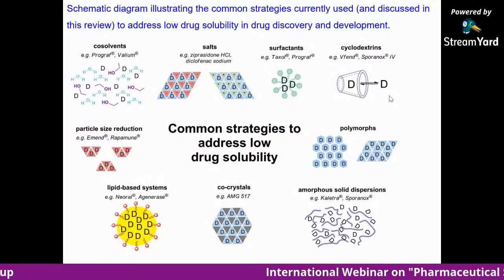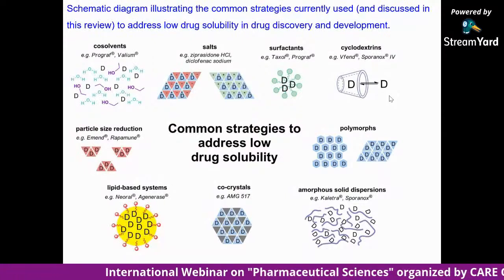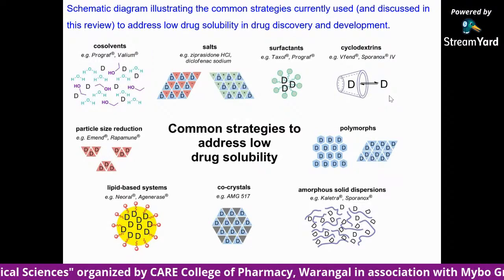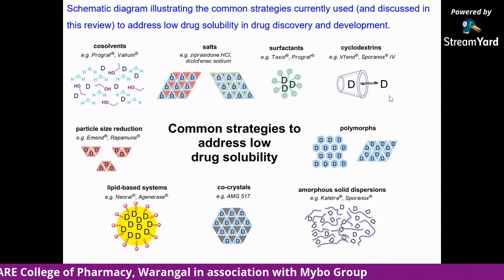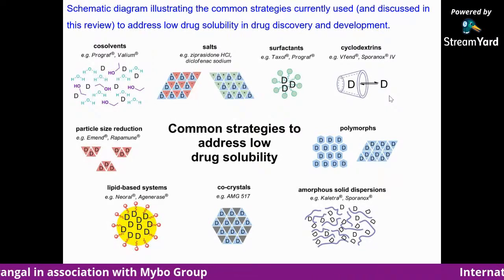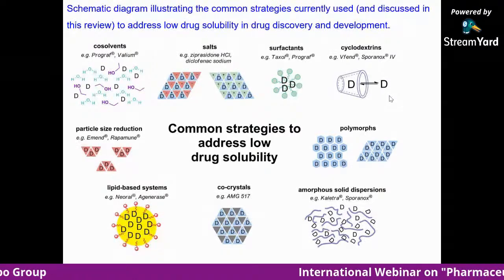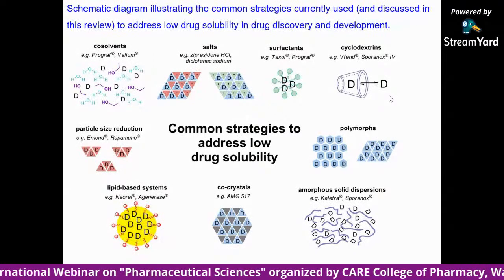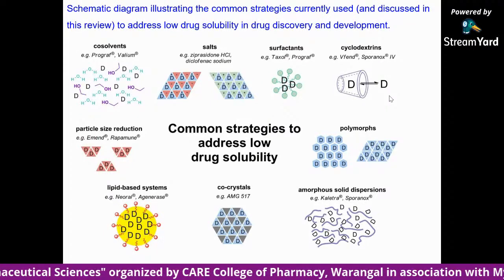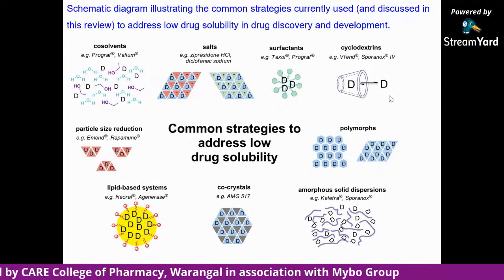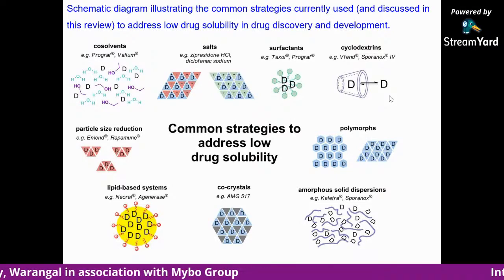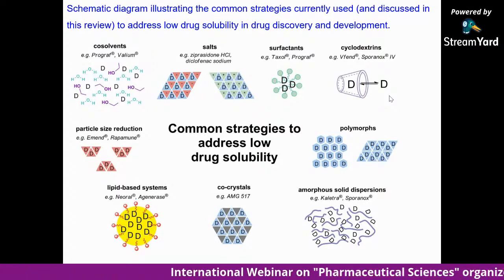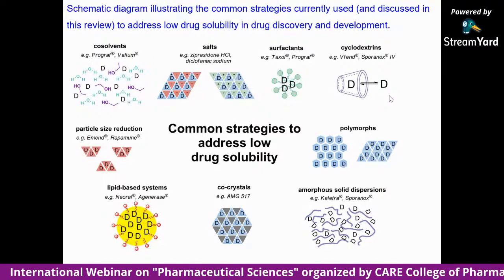The schematic shows various common strategies to address low drug solubility. For example, use of co-solvents, formation of salts, use of surfactants or cyclodextrins to form drug-cyclodextrin inclusion complexes, reduction of the particle size, as I mentioned before, micronization or nanosizing, modification of the crystal habit, polymorphs or lipid-based systems, formation of co-crystals and amorphous solid dispersions. These are various common strategies that have been used to address low drug solubility. As the solubility increases, the dissolution rate increases. As the solubility and dissolution properties increase, there will be a great bioavailability.